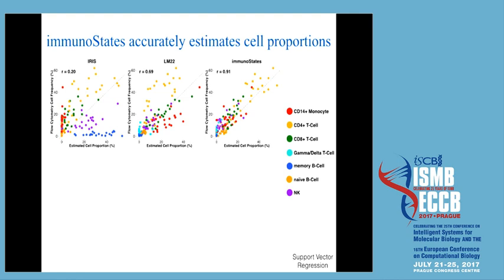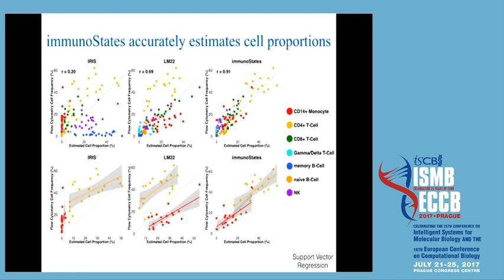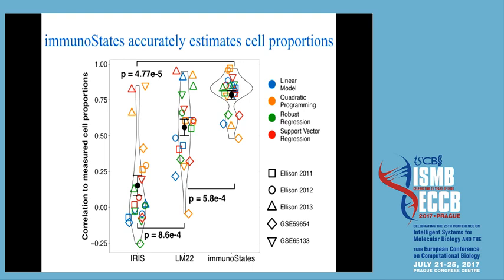But also, if you zoom in on two representative cell types, you can see that the estimates are not just correlated, but they're closer to the actual measured value. Whereas in other matrices, you see systematic over and underestimation. Extending this to 5 different data sets for over 400 samples, you can see that independently of data set and method, immunoStates produces cell proportion estimates that are just closer to the measured cell proportions.